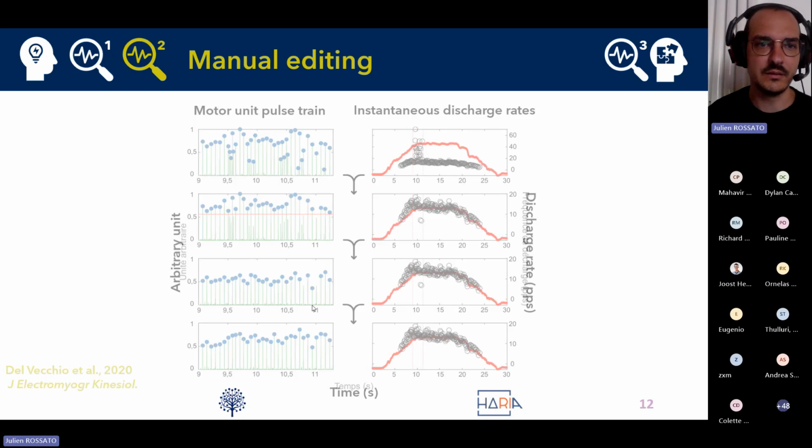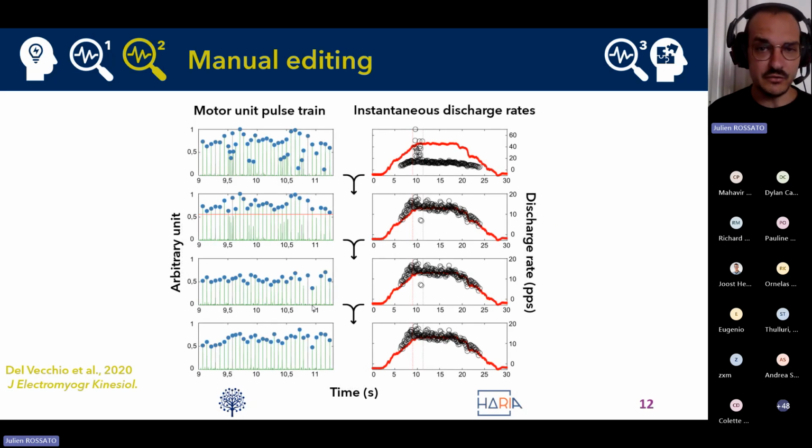Manual editing improved the accuracy of the spike train. To do the manual editing, we use different information. Here you have the sources with the spikes considered as action potentials. Here you have the instantaneous discharge rate of each action potential, the black circles. And in red, you have the force production.